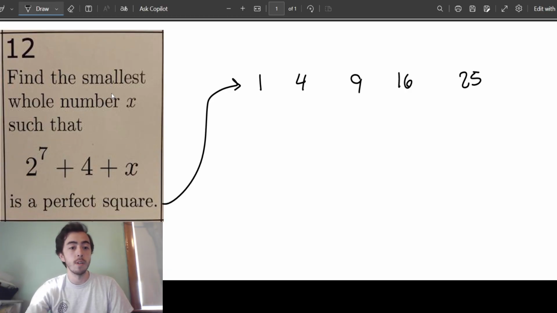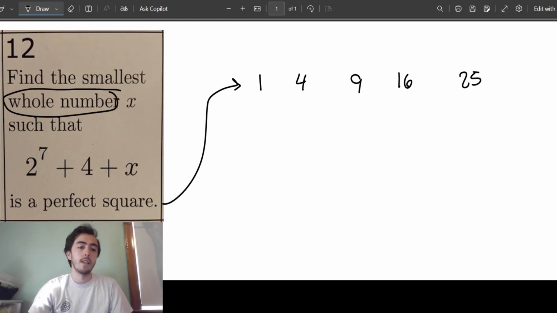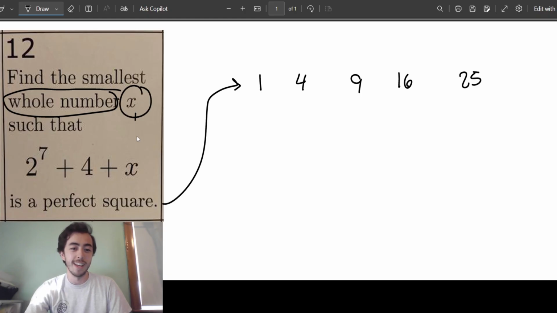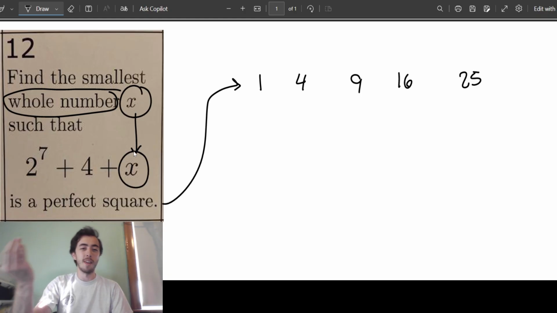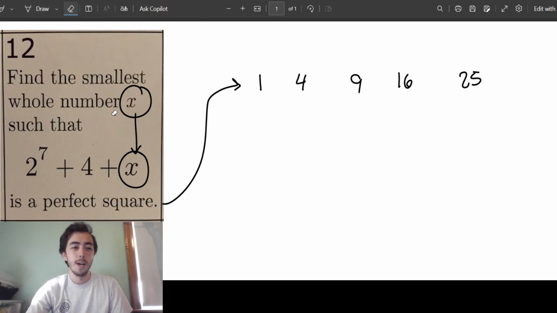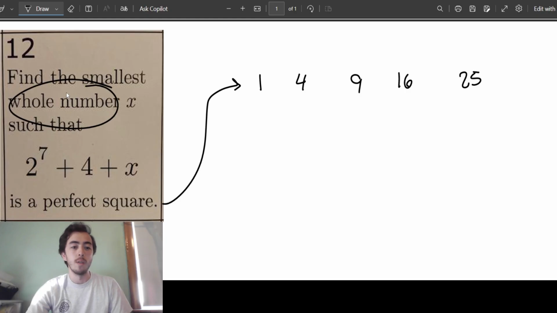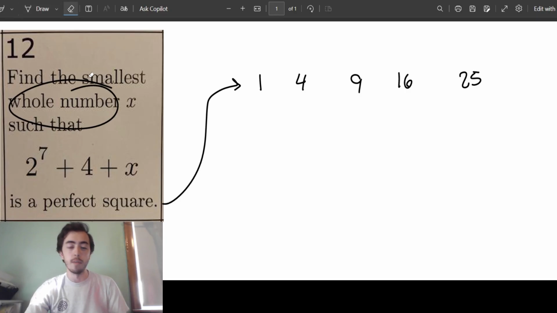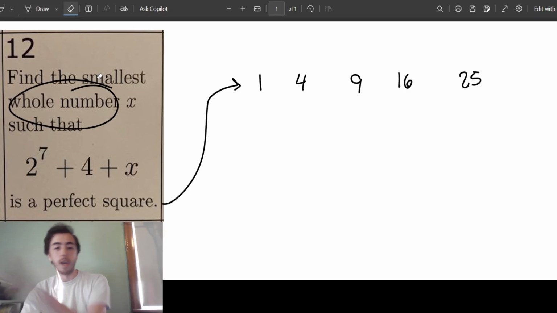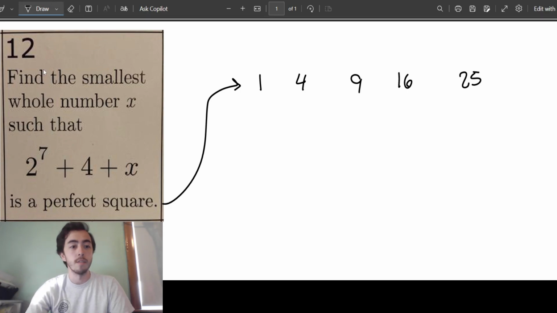And it is actually important that it does say whole number here versus integer, because if it did say integer, then x is allowed to be negative, and then we could add a negative number and therefore bring it down to a perfect square. But since it says whole number, and whole numbers are usually defined to be 0, 1, 2, and greater, not negatives, we do need a positive number here.